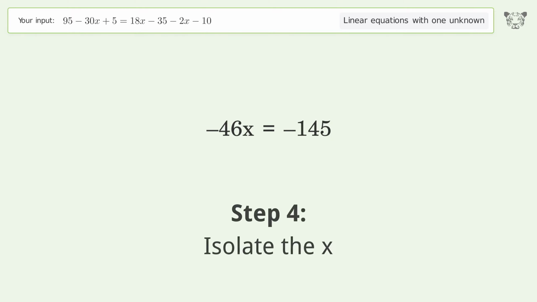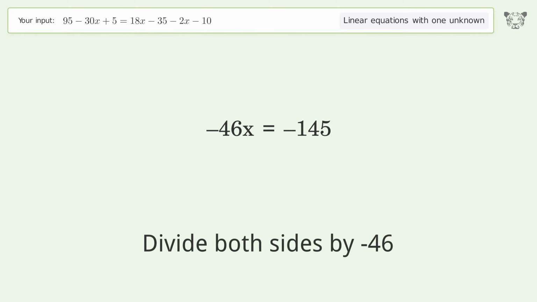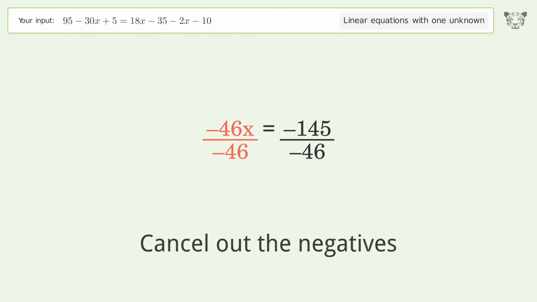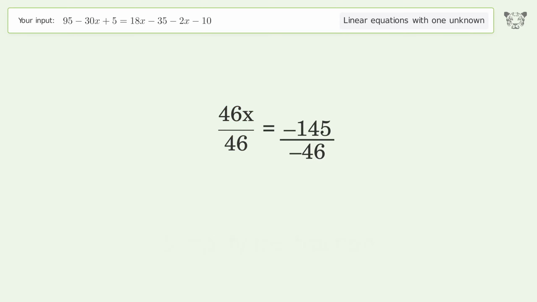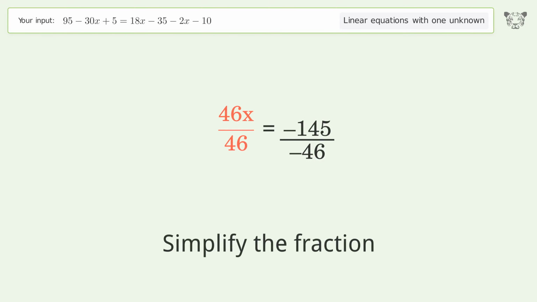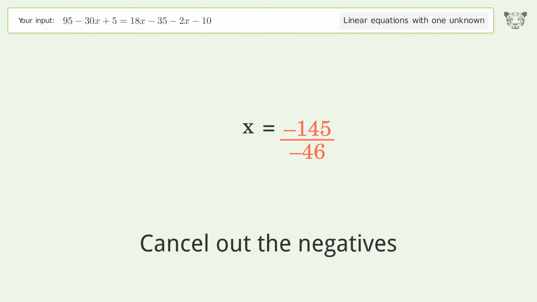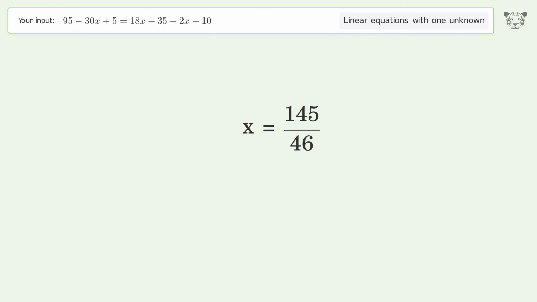Isolate the x. Divide both sides by -46. Cancel out the negatives. Simplify the fraction. Cancel out the negatives. And so the final result is x equals 145/46.